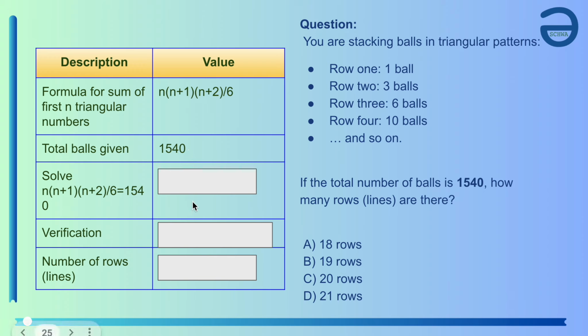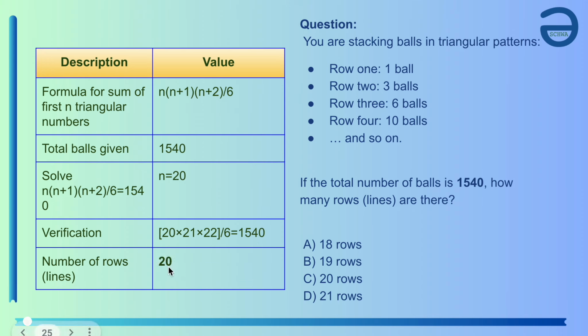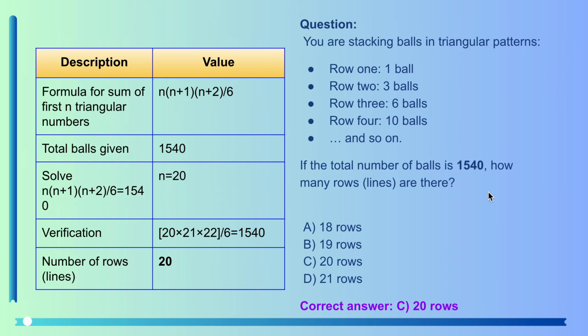So we'll have to just test them out. You can use your calculator if it's allowed. And you'll see that n is actually equal to 20 because that's the only way the numbers will fit into the formula to give 1540. 20 into 21 into 22 by 6. You can cancel out the 6 and try to do the division, or you can use whatever method works for you. You'll get 1540. So the number of rows is actually 20. So when you stack them and you make 20 rows, you'll get 1540 balls. How interesting is that? And that's our correct answer.